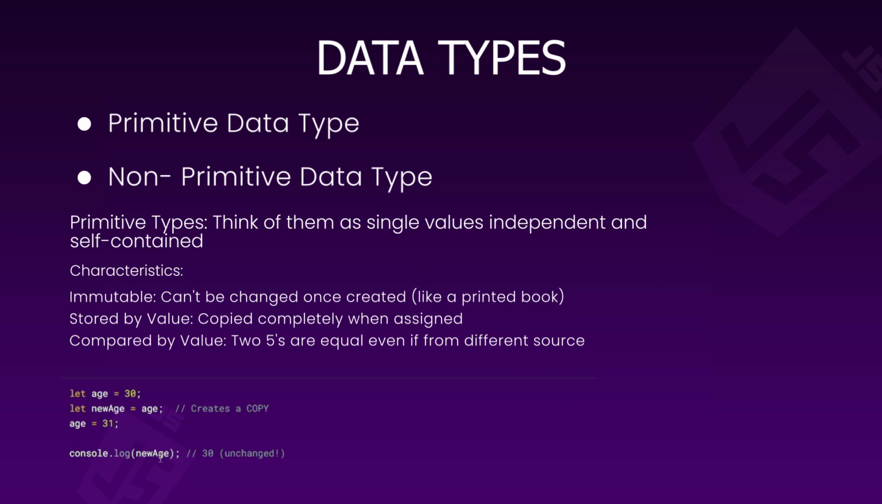Once this prints out the value of new age, it will still print out the previous value of 30, which was set for age itself. But later on in the code block, we've changed the value of age to 31. So this shows that primitive types are immutable. They are stored by value.